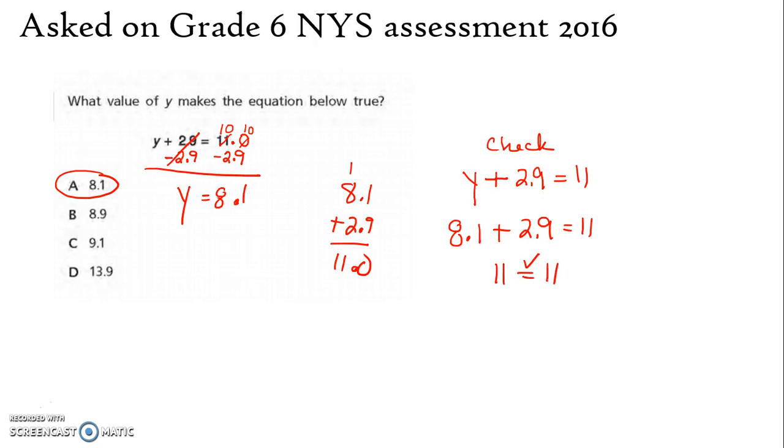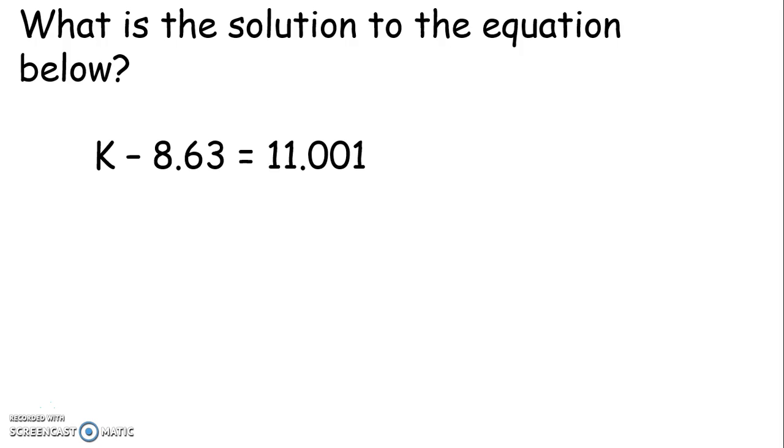Let's try another one. This one involves subtraction. It says, what is the solution to the equation below? This is not a multiple choice. You're not given a multiple choice. You can't guess and check. The last couple of problems, we could have substituted values in and checked. So what we have to do is look on the side with the k, and I say, okay, I want to get k all by itself to figure out the solution. What number works for k? What's the opposite of subtraction? Oh, the opposite of subtraction is addition.